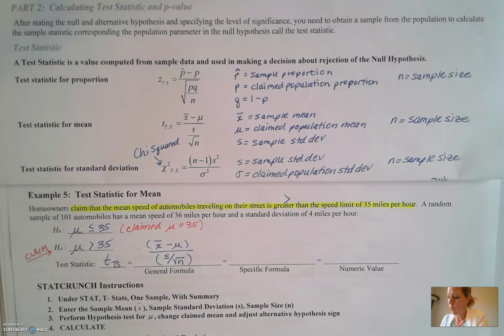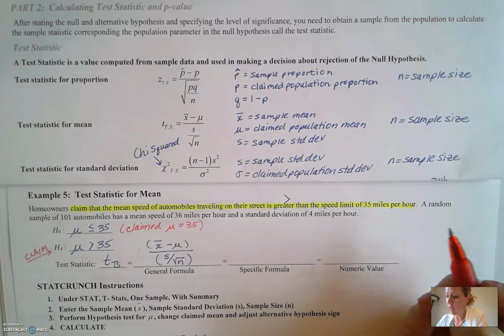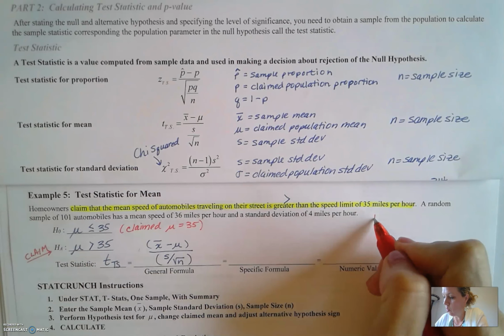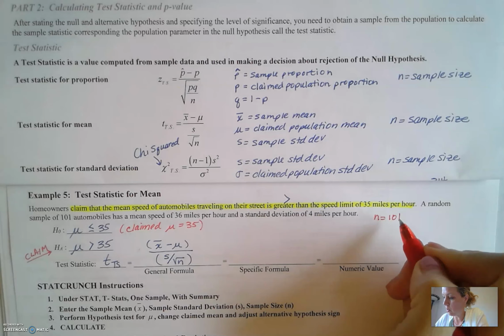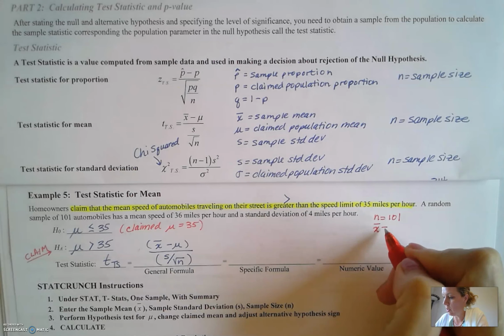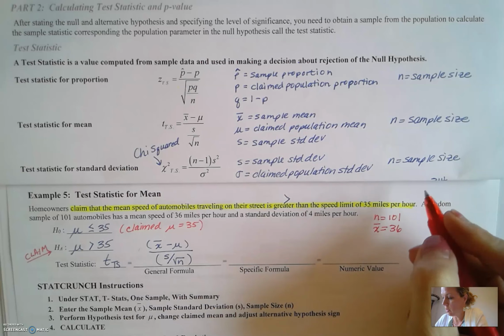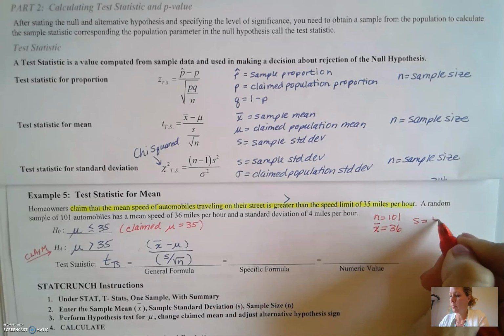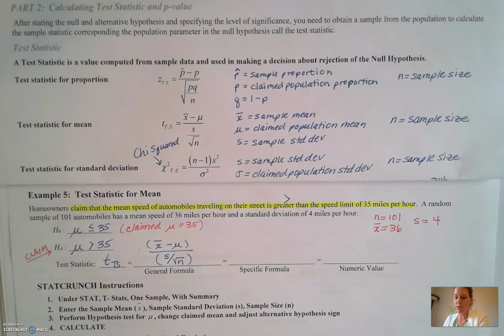Next, we have to substitute all our values. In this problem, we know what the claimed mean is, 35, but we need all the sample statistics. It says a random sample of 101 automobiles. That means n is 101. The sample mean for those 101 automobiles is 36. And then the standard deviation for that sample is going to be 4. Let's substitute those values into our formula.